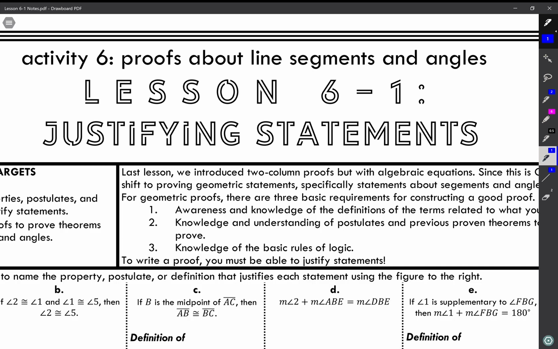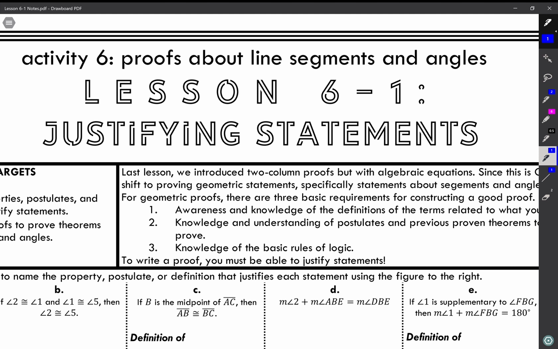Okay, this is the lecture video for lesson 6-1, which is titled Justifying Statements. This is the second video out of 3 for activity 3/6, and the quiz on activity 3/6 deals with 3-1, 6-1, and 6-2. So we're starting activity 6, 2 lessons in there, and activity 6 is titled Proofs About Line Segments and Angles. So we'll be starting these geometric proofs.